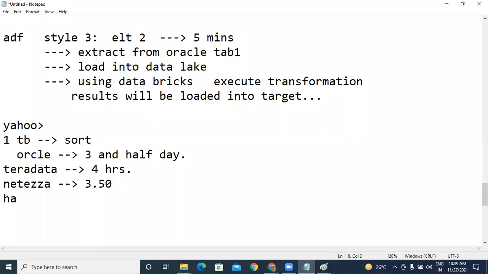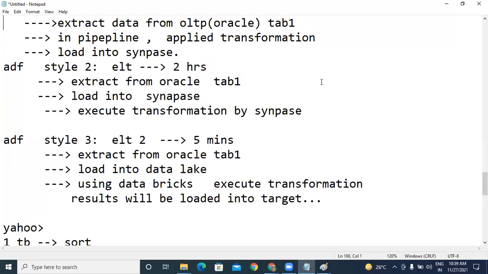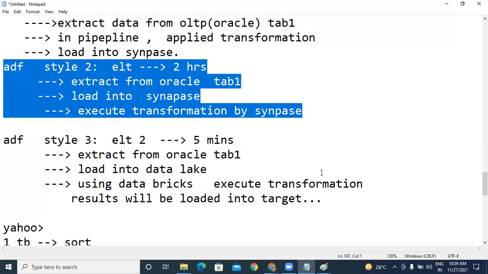And finally, they tested with Hadoop. In Hadoop, by using the execution engine called Spark, it has given 1 TB sort in 1.2 minutes, not hours. Got the point? Generally, I can be satisfied with the second style.